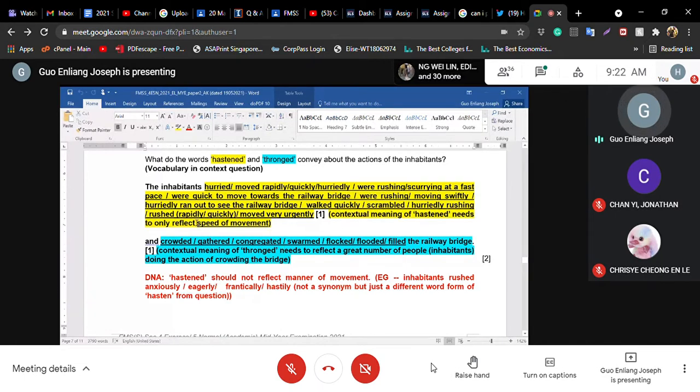And for hasten, we are only looking at the speed of movement. All right, and then the next part is the idea of throng. Throng means crowded, gathered, congregated, swarm, flock, flooded, or filled. So the contextual meaning needs to reflect a great number of people doing the action of crowding the bridge.